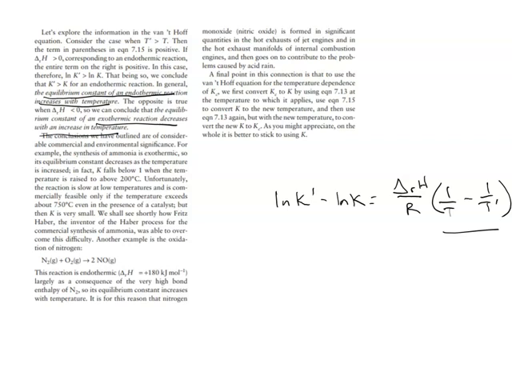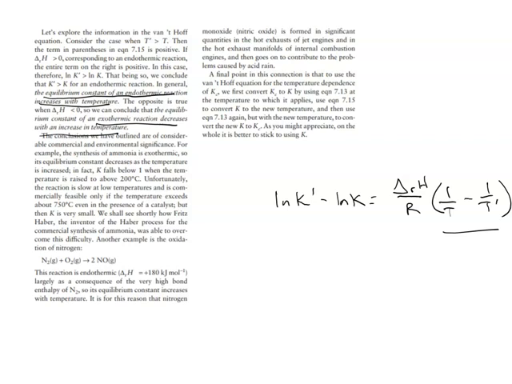Another example is the oxidation of nitrogen, where you have nitrogen plus oxygen leads to nitrogen monoxide, two equivalents of nitrogen monoxide. This reaction is endothermic, with a delta H of positive 180 kilojoules per mole, largely as a consequence of the very high bond enthalpy of nitrogen, so its equilibrium constant increases with temperature. It is for this reason that nitrogen monoxide is formed in significant quantities in hot exhausts of jet engines and in the hot exhaust manifolds of internal combustion engines, and then goes on to contribute to the problems caused by acid rain.